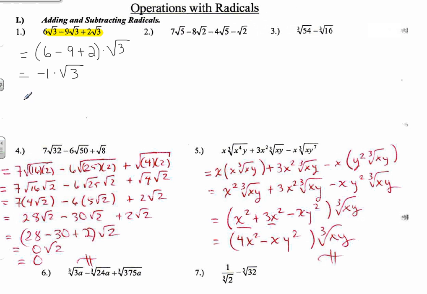But negative 1 times any quantity just makes the quantity negative. So there's no need to write the 1. We'll just write it as negative square root of 3. That's the first example. Now, let's take a look at the second example.